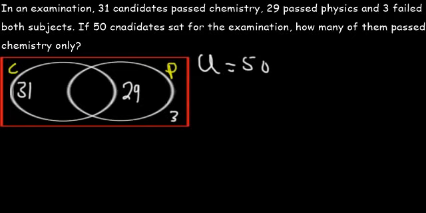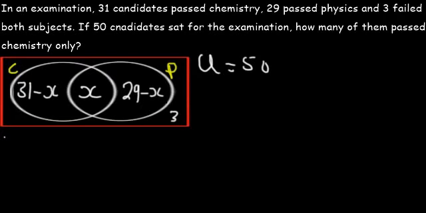Unlike the previous example, we are not given the value of those that passed both chemistry and physics. So let's denote that with x and try to find the value of x. Since we have an overlap, that is the intersection between C and P, chemistry and physics, out of the values given to us there will be those that passed both. So we are going to have 31 minus x and 29 minus x.